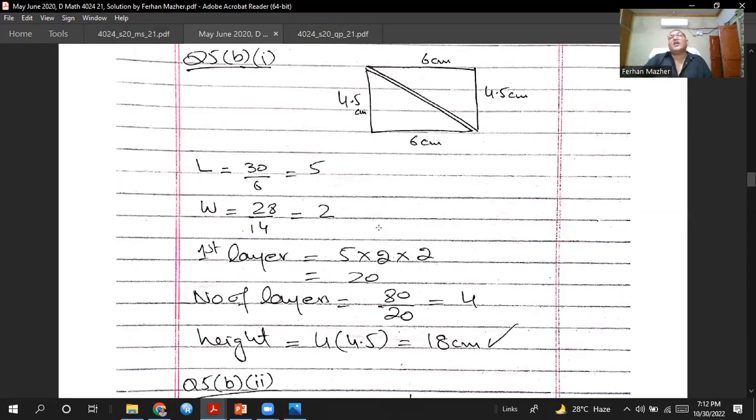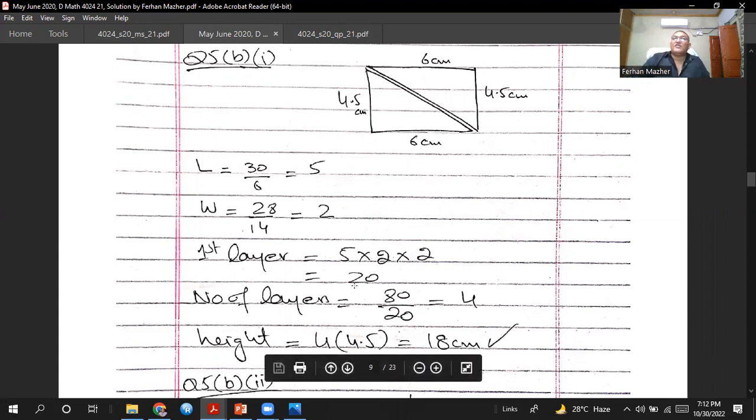So in the first layer, how many triangular boxes are there? There are five lengthwise and two widthwise, and in each box you have two triangular boxes. So in the first layer of the carton, you will have 20 such things. How many layers will you need, because you have to put there 80 triangular boxes? In one layer you have 20, so 80 divided by 20. It means you need four layers.